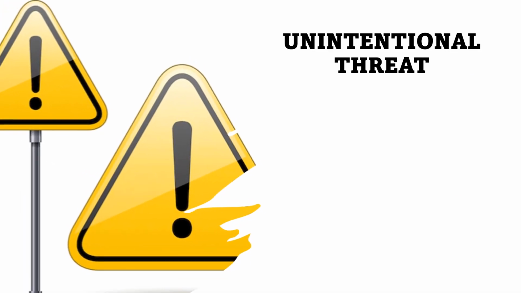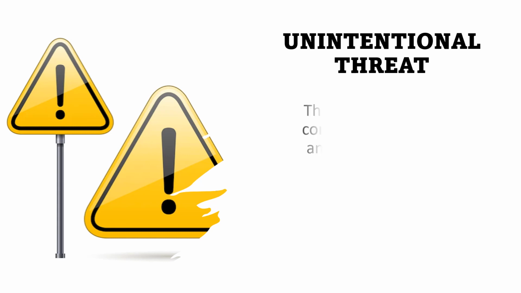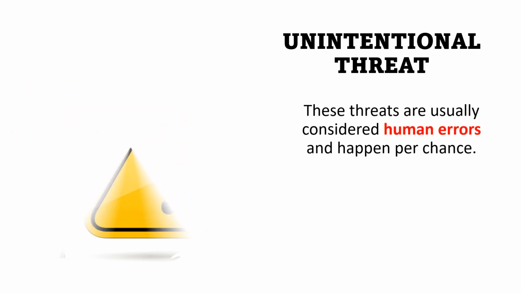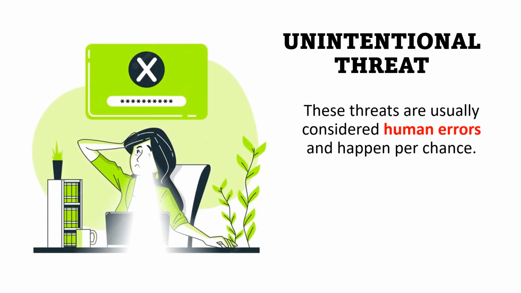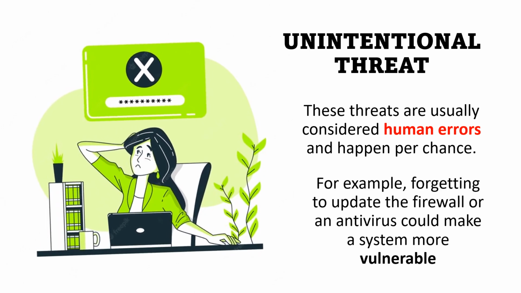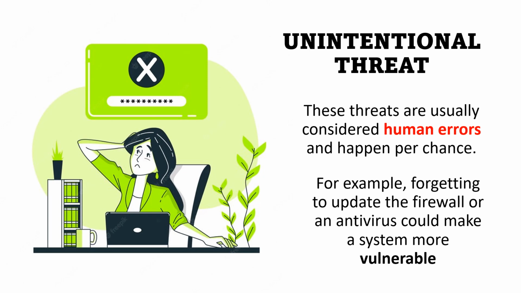Unintentional threats. These threats are usually considered human errors and happen per chance. They are not planned for. They are things that happen as a result of forgetting or somebody not doing what they are supposed to do, and they happen per chance. For example, forgetting to update the firewall or an antivirus could make a system more vulnerable and open to attack.